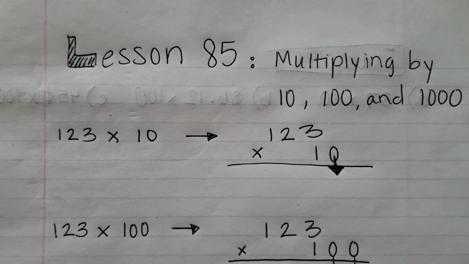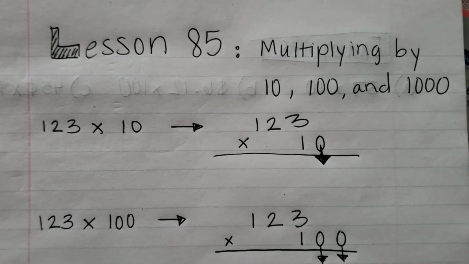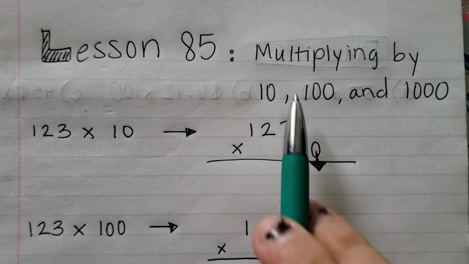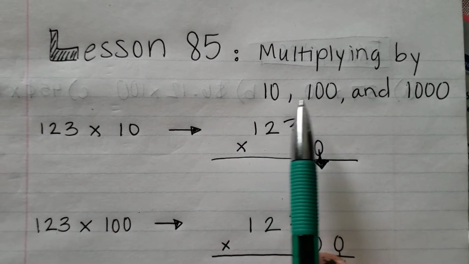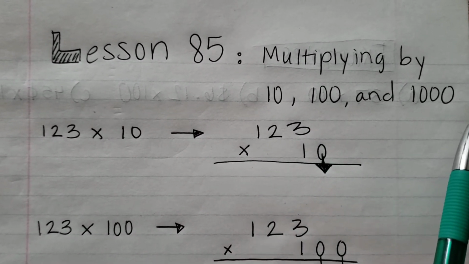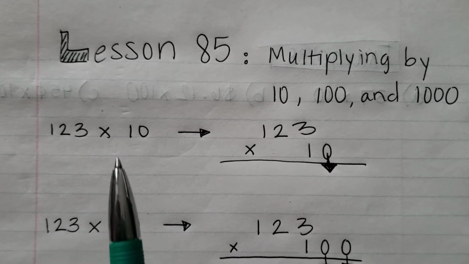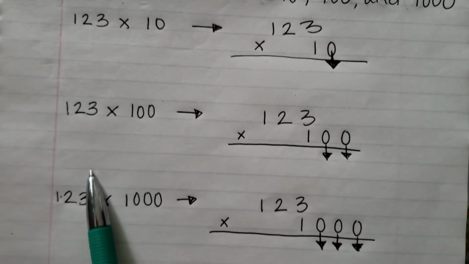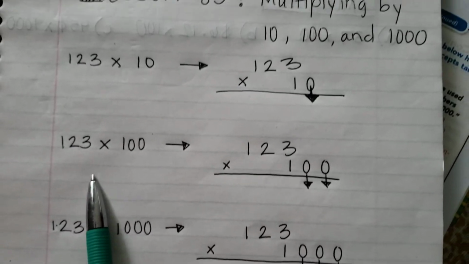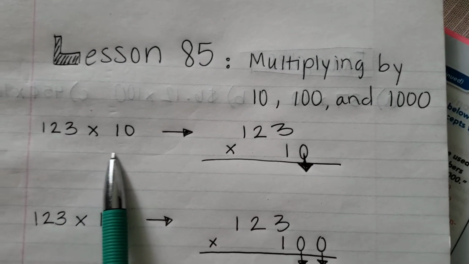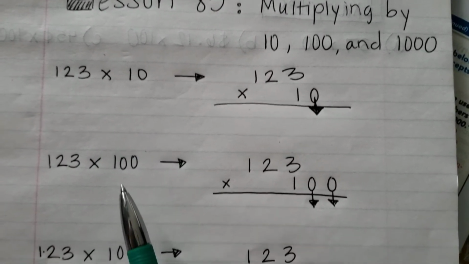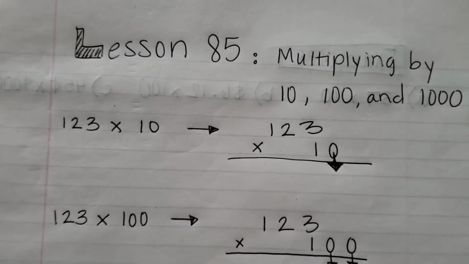All right, I'm going to go over lesson 85. We're going to be talking about multiplying by 10, 100, and 1000. So I'm going to first use the same number over and over, 123, and we're just going to go through and show how to do it times 10, times 100, times 1000.